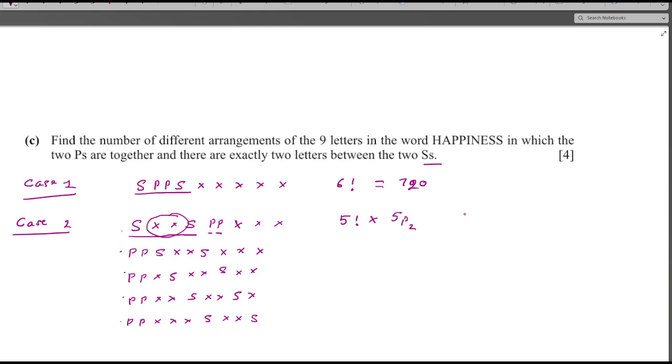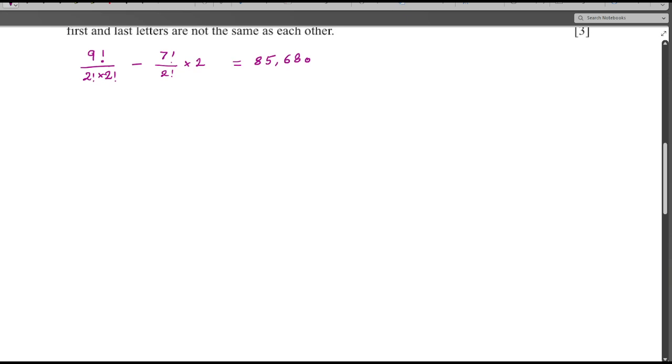Okay, so this is 2400. So total number of arrangements will be 720 plus 2400. So 2400 plus 720, it is 3120. 3120 is your result.